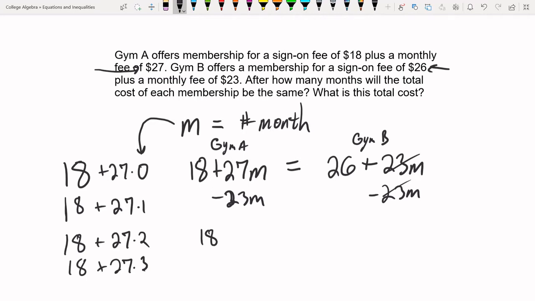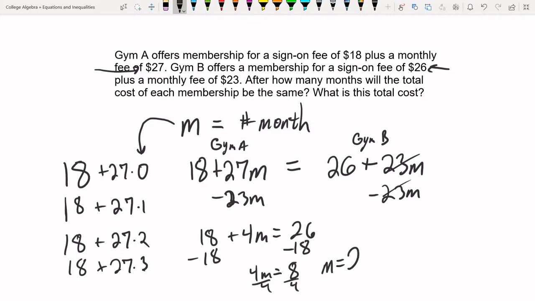That gives me 18 plus 4M equals 26. Then subtract 18 to the other side. That gives me 4M equals 8. And of course, divide by 4. We say M equals 2. So after 2 months, both gym memberships will be the same.